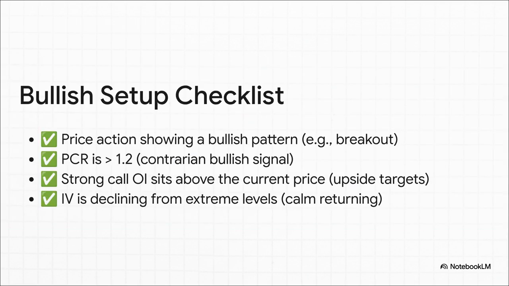So let's make this super practical with a bullish checklist. First, you spot a nice bullish pattern on the price chart. Check. Then you glance at the PCR, and yep, it's over 1.2. That's our high fear contrarian buy signal. Check. You also see a big pile of call OI at a higher price, which gives you a great potential target. And finally, IV is starting to drop, which means the panic is subsiding. When you get all those checks in a row, the odds of a successful trade just went way, way up.